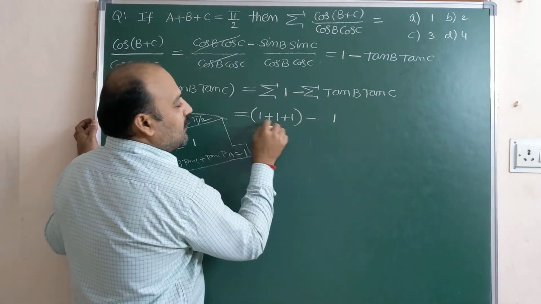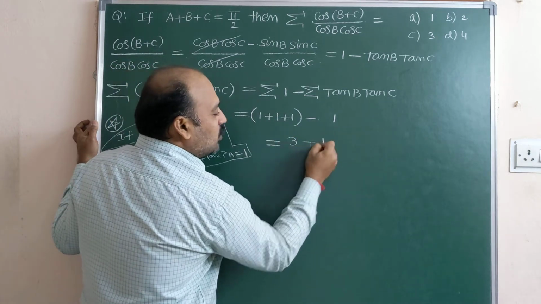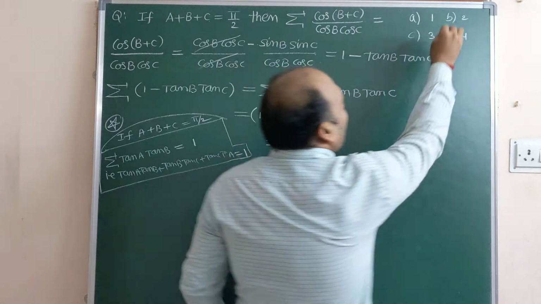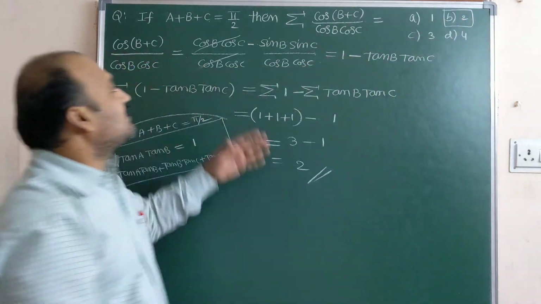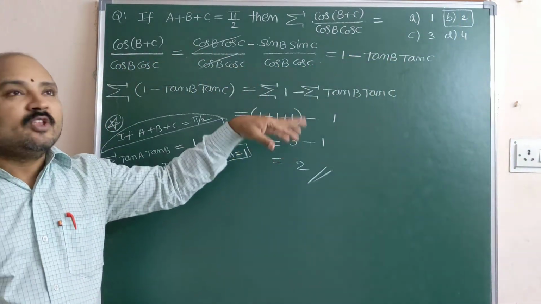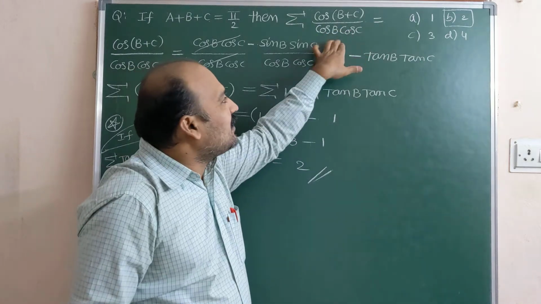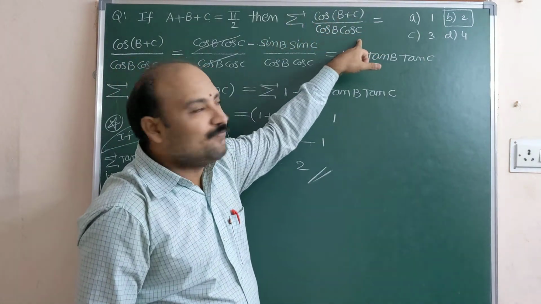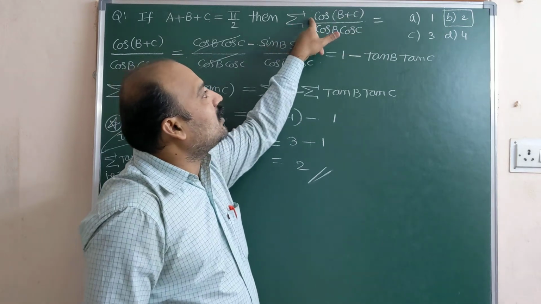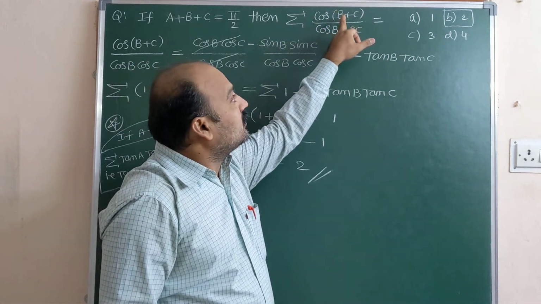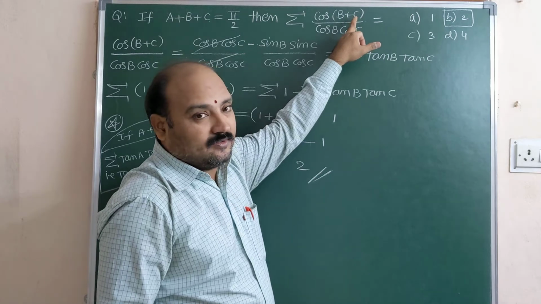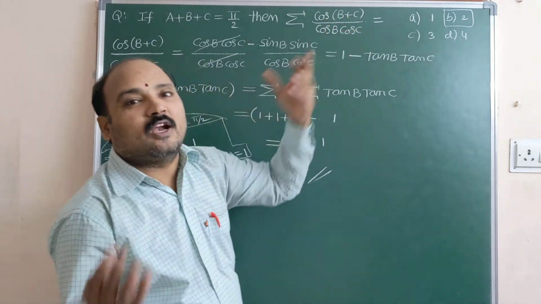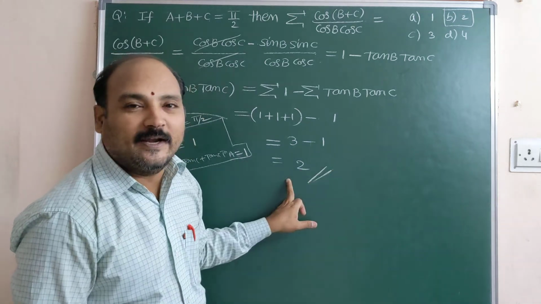So 1 plus 1 is 3 minus 1, that is equal to 2. So our required answer is 2. Therefore, in place of sigma cos of (B plus C) by cos B cos C, in place of this, sigma cos of (A plus C) by cos A cos C, or in place of this, sigma cos of (A plus B) by cos A cos B, that value is also equal to 2 only, dear students.